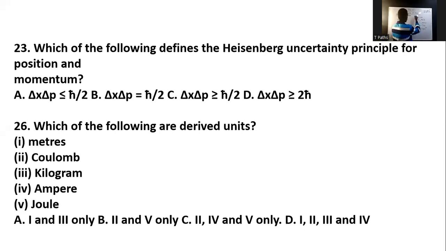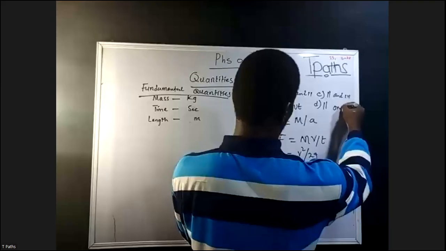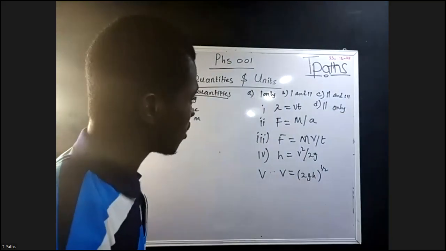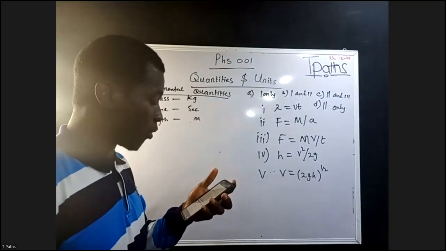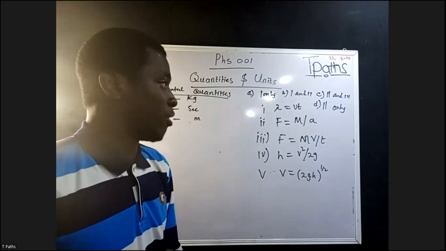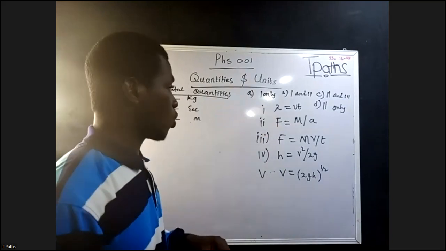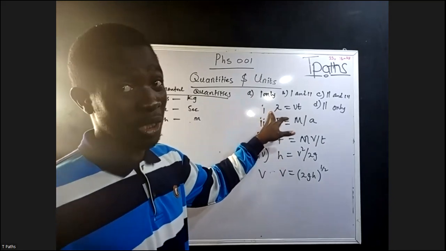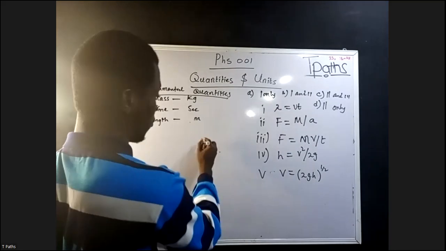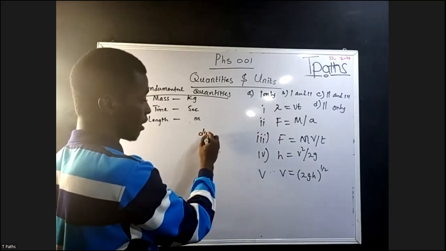So the options given to us here: A is I only. B is I and II. C is II and III. D, let me write D here, I have II only. So our job here is to detect the one that is dimensionally wrong. So the first thing here, the V is representing velocity in I. Lambda is the wavelength, which is always measured in meter. So velocity here, what is velocity? Velocity is displacement over time. That is what you'll be thinking.